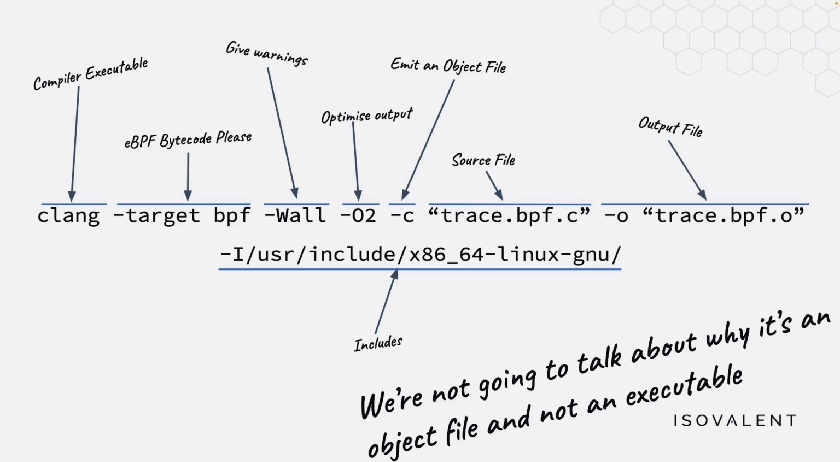We're going to pass O2 to get optimization. We're going to tell it we want an object file at the end of it, and we're not going to talk about why it's an object file and not an executable. We pass in a source file. We tell it the output file we want, which is just a .bpf.o, and that's just a convention. And then we're going to tell it where the includes are for our platform, which on the system I'm compiling this on is going to be under user include.